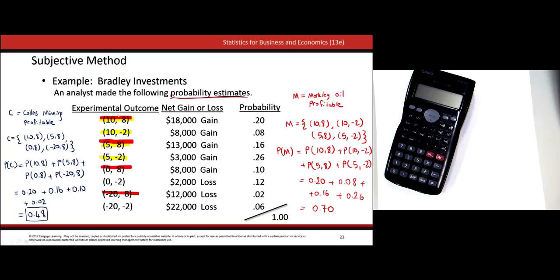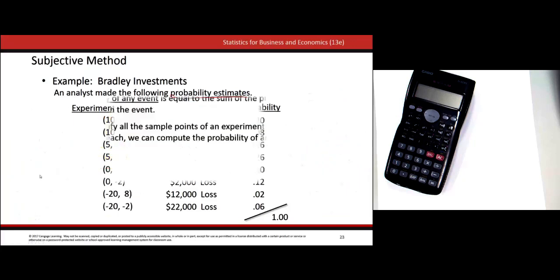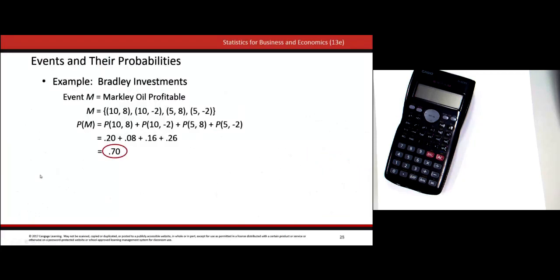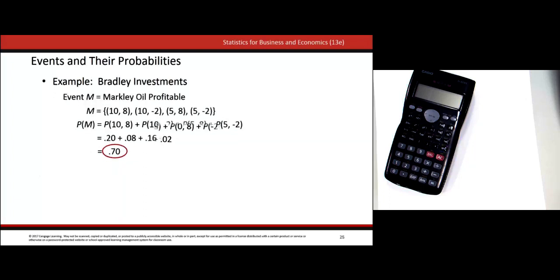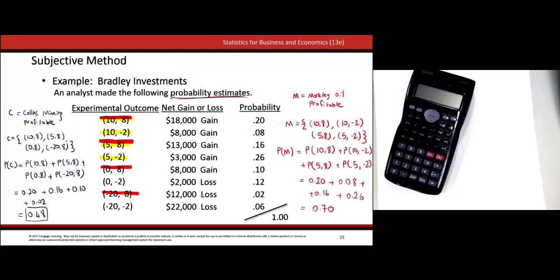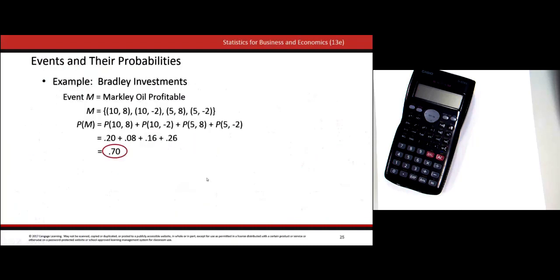This is how we calculate the probability of an event. If we know the sample points in the event and we can assign probabilities to the sample points, we can easily calculate the probability of an event. Markle Oil profitable, Collins Mining profitable. You can define another event, say, investment is profitable. Then you only look at the outcomes where the investment is profitable. You can also calculate the probability of that event.